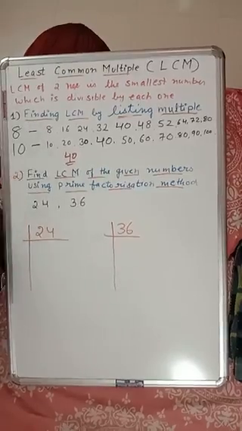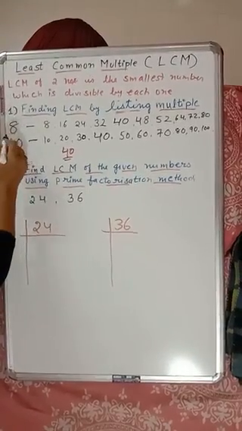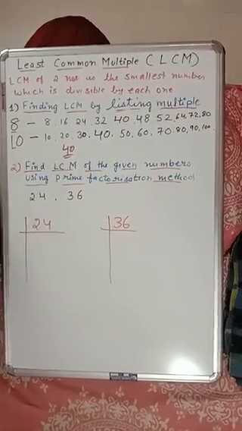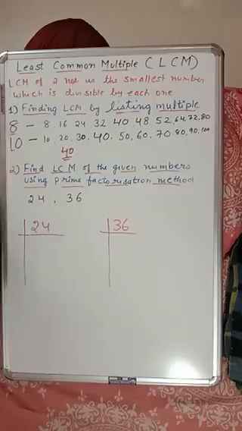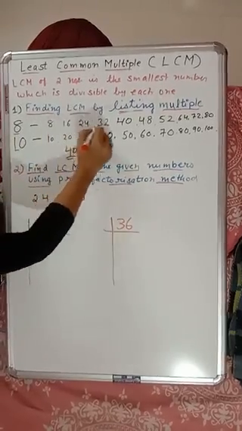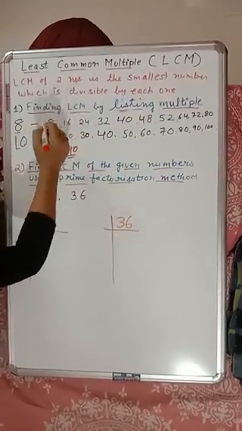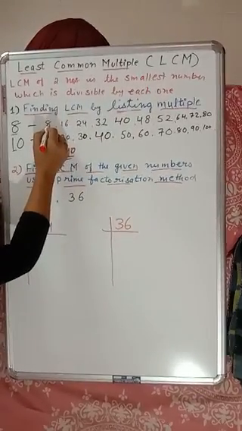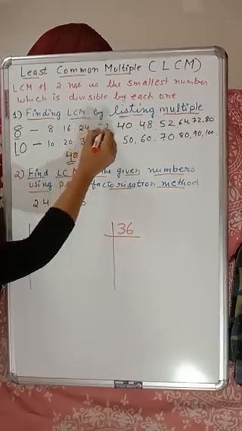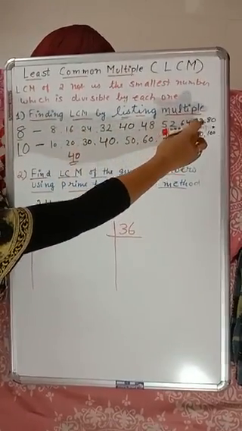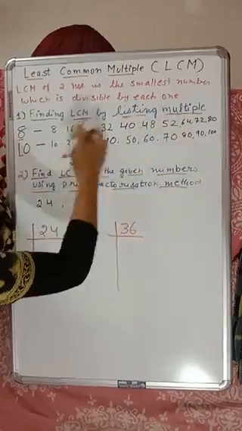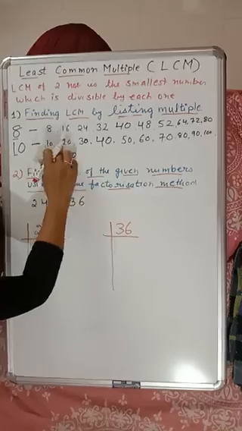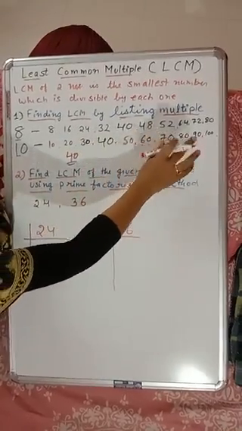So let's see the first method. In the first method we have to take out the LCM, the least common multiple, of 8 and 10. For this you have to lay down all the multiples of 8. All the multiples of 8 are 8, 16, 24, 32, and so on; I have written up to 80. So these all are the multiples of 8. Then we will write all the multiples of 10: 10, 20, 30, 40, 50, 60, 70, 80.